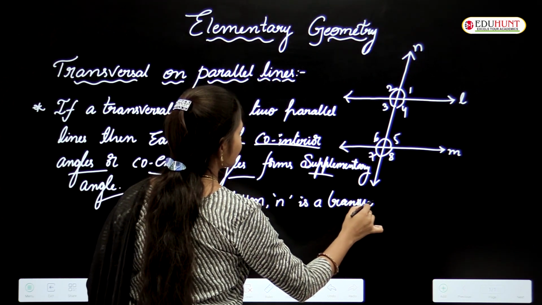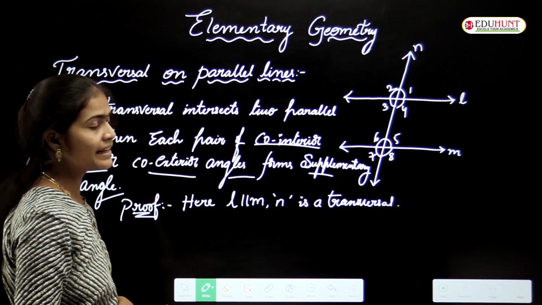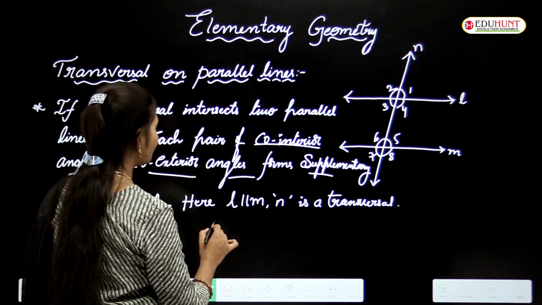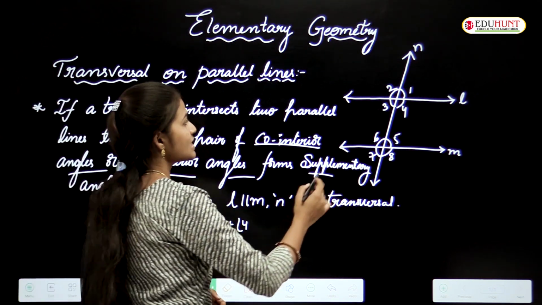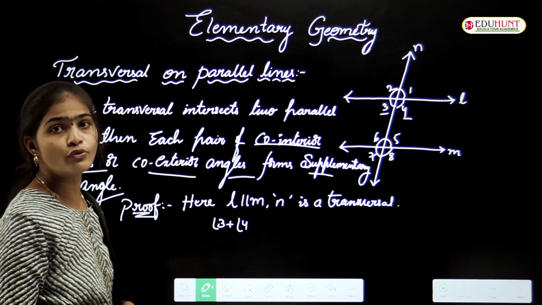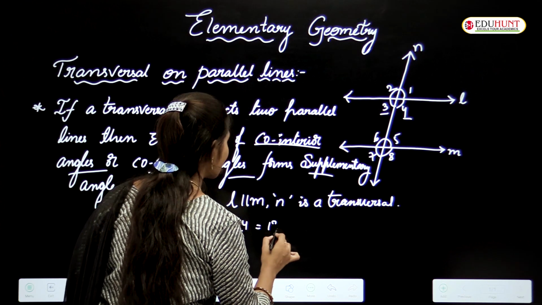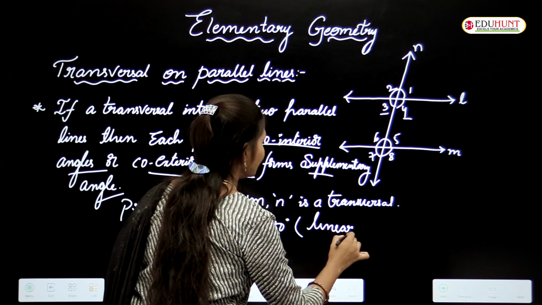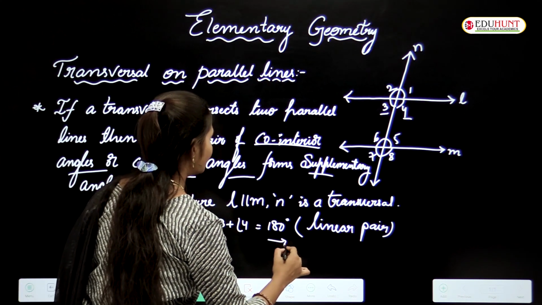Here L is parallel to M and N is a transversal. So from this we can say angle 3 plus angle 4. Observe that angle 3 and angle 4 are adjacent angles and those two form a linear pair. Forming a linear pair means its sum must be equal to 180 degrees. So this is condition number 1.